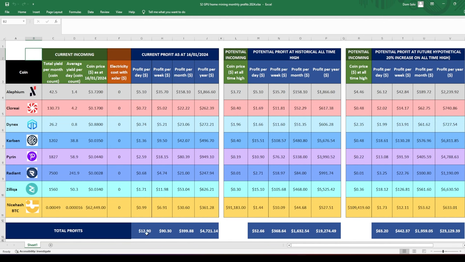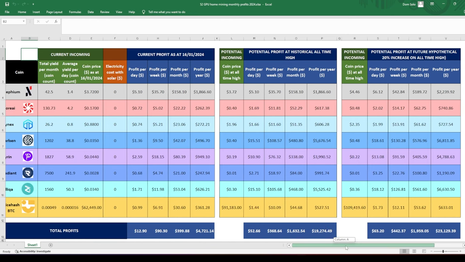We've gone from $12.90 a day to $52.60 a day, $368 per week, $1,632 per month, and a whopping $19,274 per year. If I had this size farm mining on Ethereum days, these would be at least the expected numbers as is. So just a reminder of how good Ethereum was when it was around.